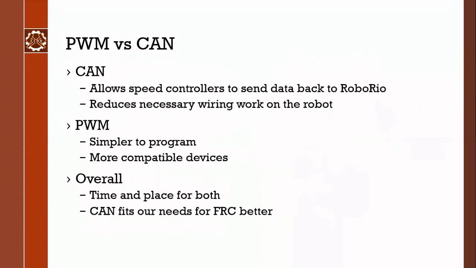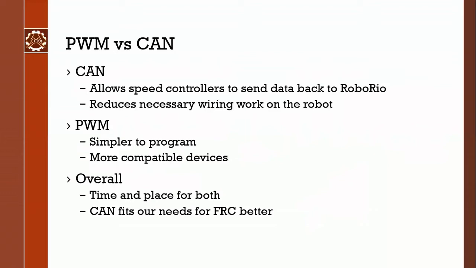All right, so final call for us for PWM versus CAN. The ability for speed controllers to talk back to the RoboRio is extremely important for things like autonomous, especially. And it makes the wiring a little bit easier. So as opposed to having one PWM wire for every speed controller and every other device that needs PWM, you just have one CAN wire that runs its way around the robot.